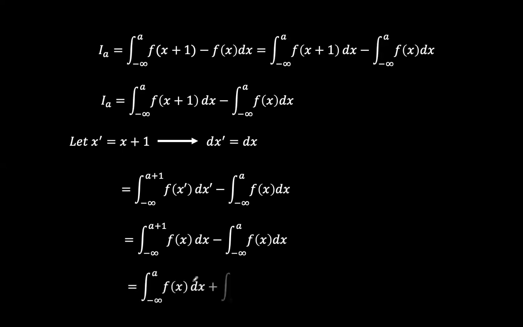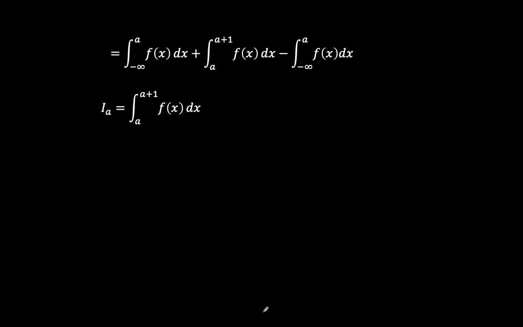And what that means is that we can now expand this such that we have the integral from negative infinity to a plus the integral from a to a plus 1, minus this component that is still there. So you realize that this and that can cancel out, and our integral I_a remains the integral from a to a plus 1 of f(x).